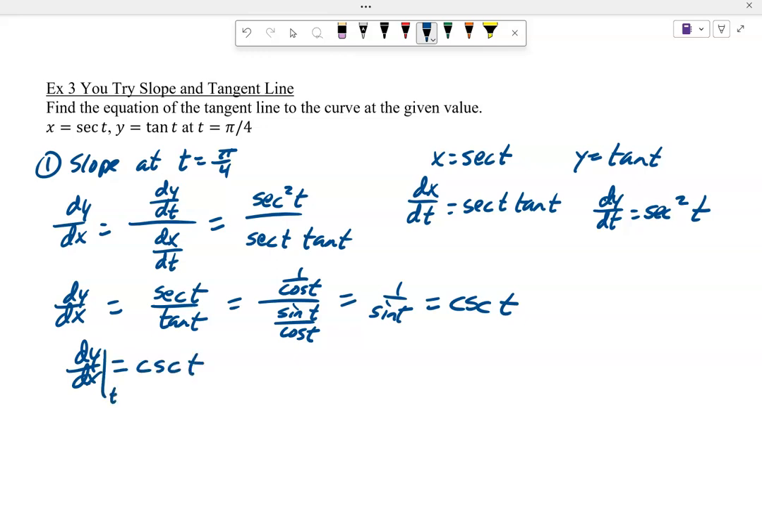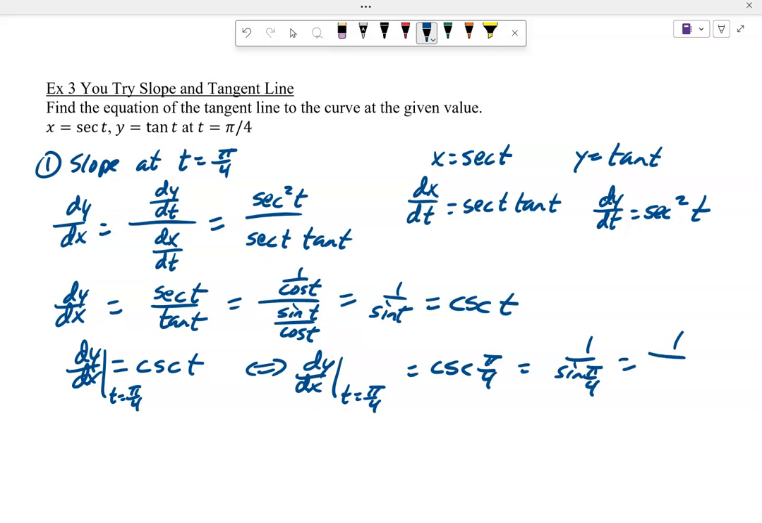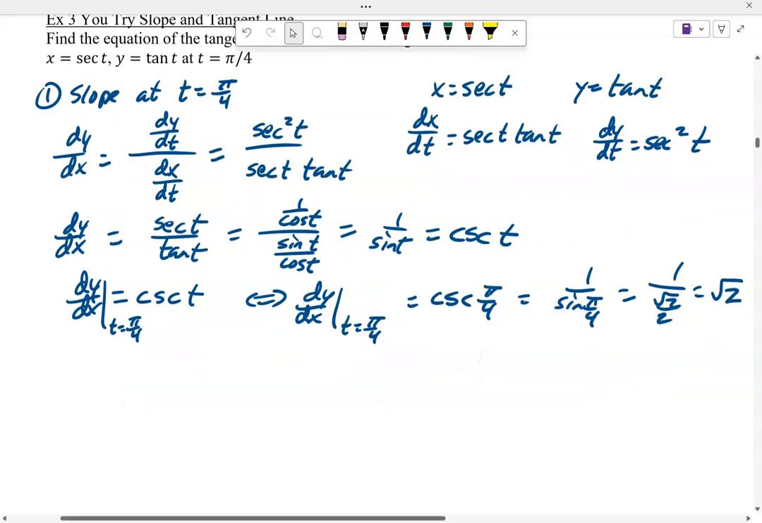We wanted it at t being pi fourths. So dy/dx at t equals pi fourths is cosecant of pi fourths. That's 1 over sine pi fourths. In other words, 1 over root 2 over 2, which is 2 over root 2, which is 2 root 2 over 2, which is root 2. There's our slope. So our slope is root 2.